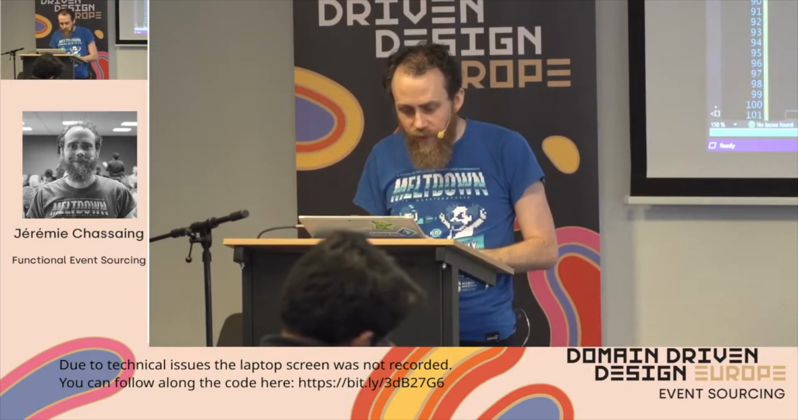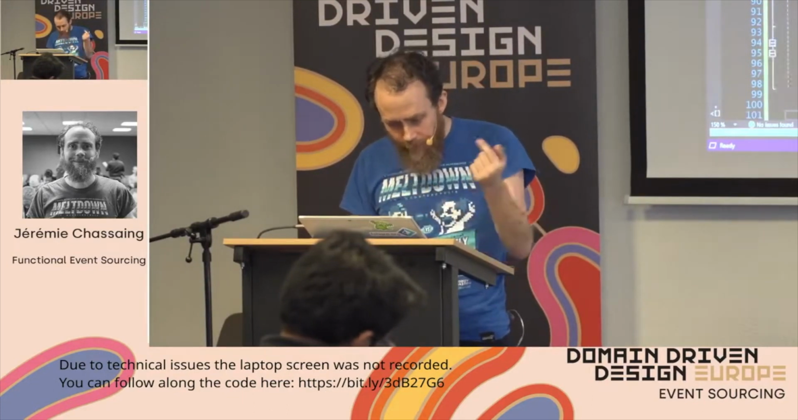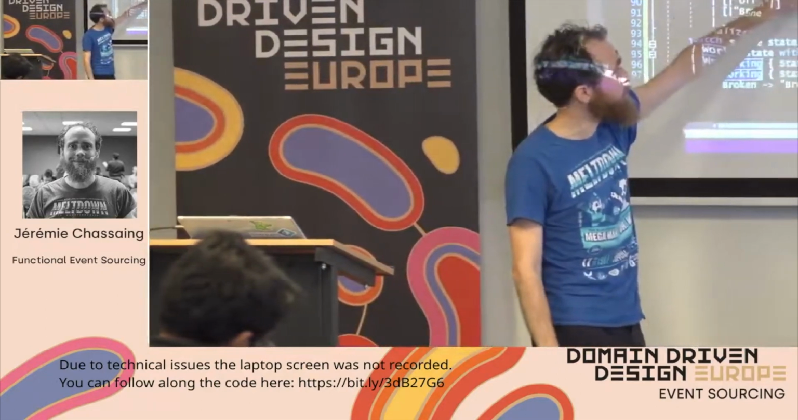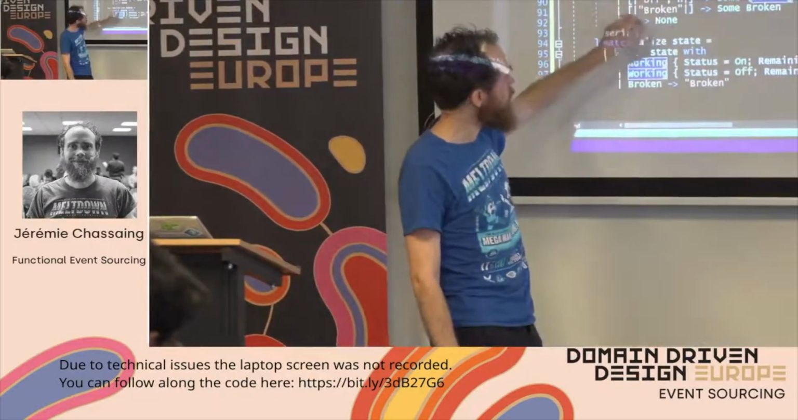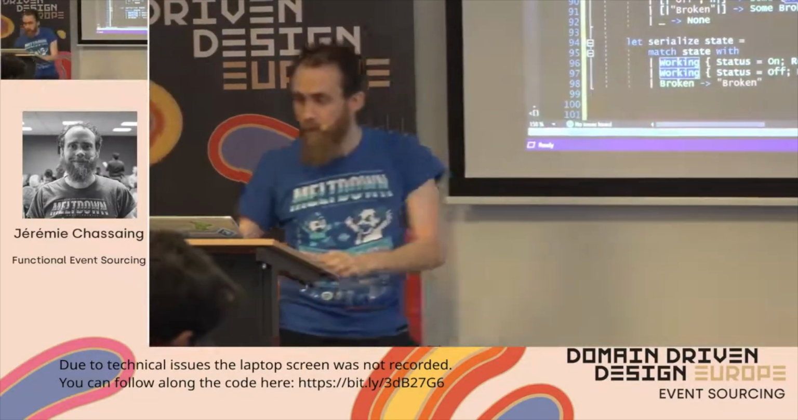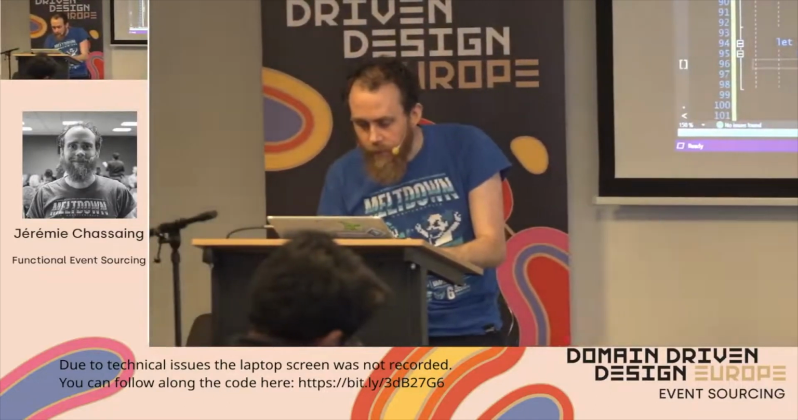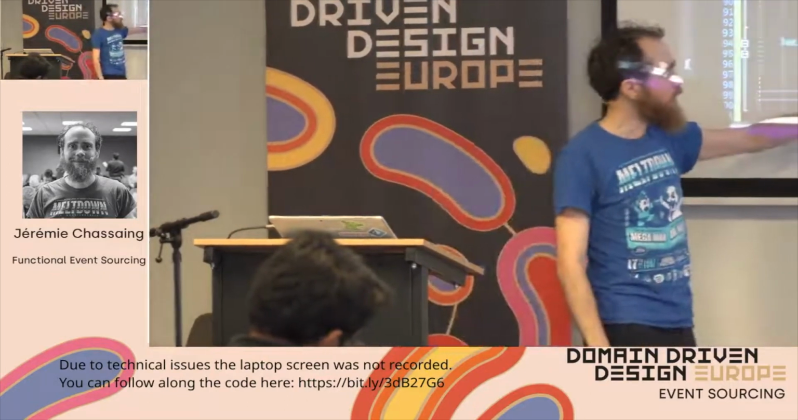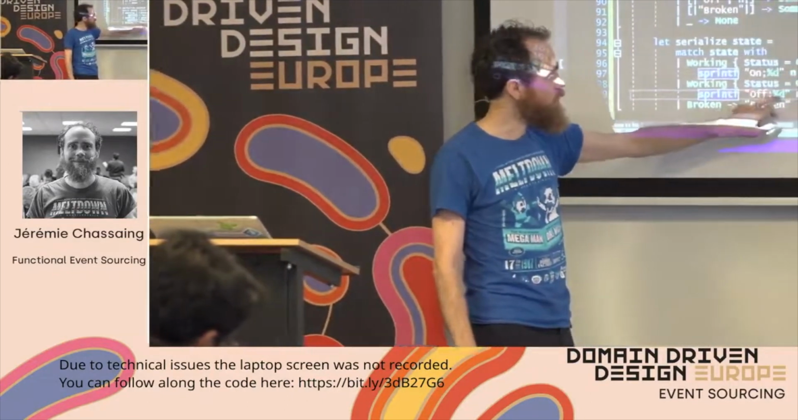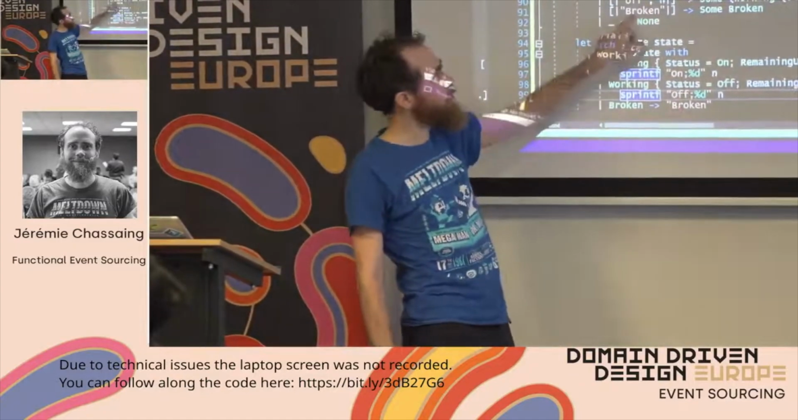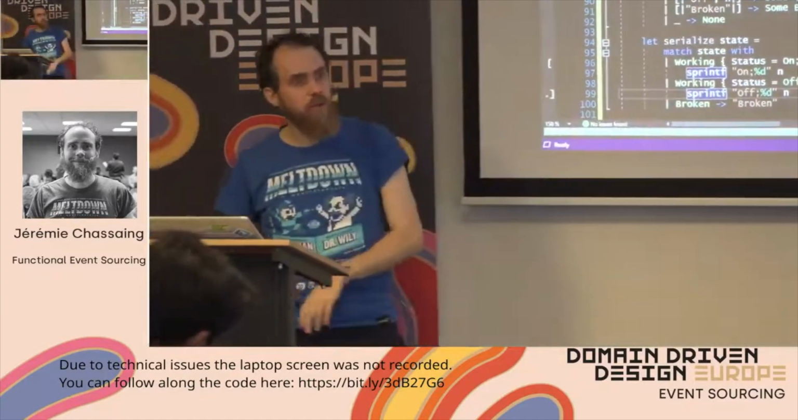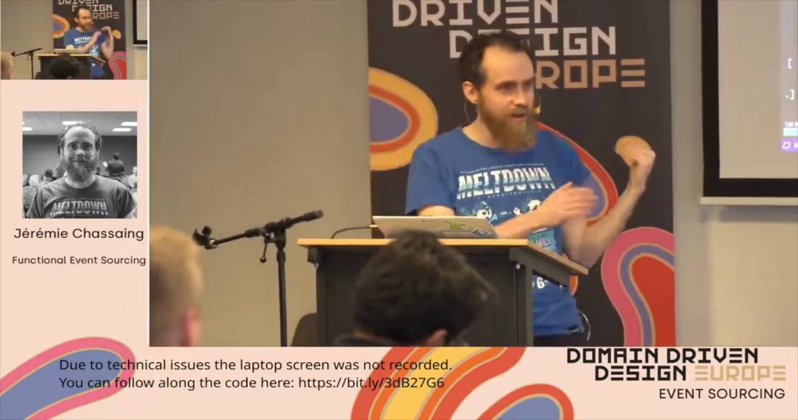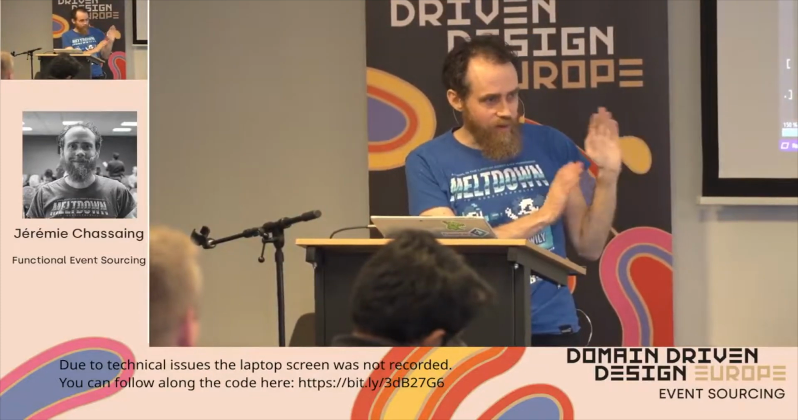This code is just serialization for my state. So we have a deserialization function that takes a string and returns the state. My format will be this one. When it's on, it will be on with the number remaining, off with the number remaining, or broken, and this is just the deserializer in the other direction. Of course, usually you will use something like a JSON serializer, but you understand the idea. This is the serializer, it takes a state and returns a string.